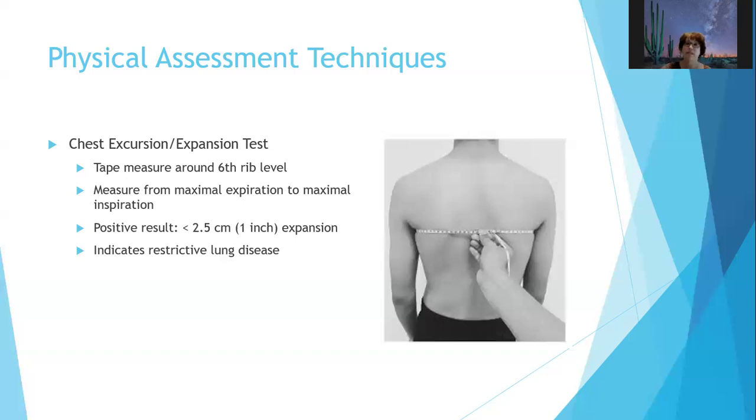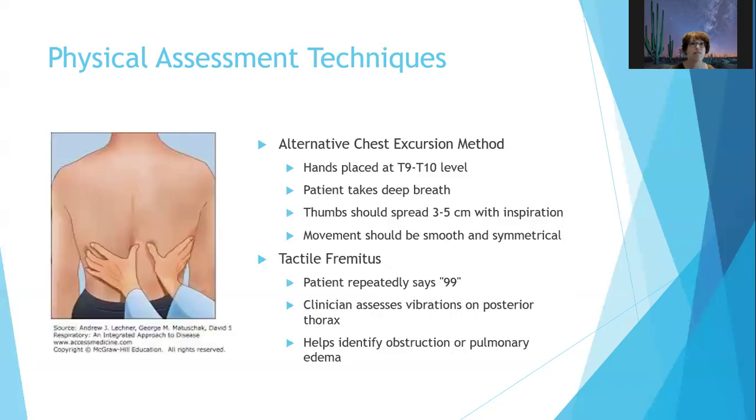One way to do it is with a tape measure. So you put a tape measure around the sixth rib level, and you measure from maximal expiration to maximal inspiration. What you want to have is at least an inch or 2.5 centimeters of expansion. If you have less than that, it indicates a restrictive lung disease. And remember, restrictive lung diseases make it difficult to inhale. So if you have less than an inch or 2.5 centimeters, then that can be indicative of restrictive lung disease.